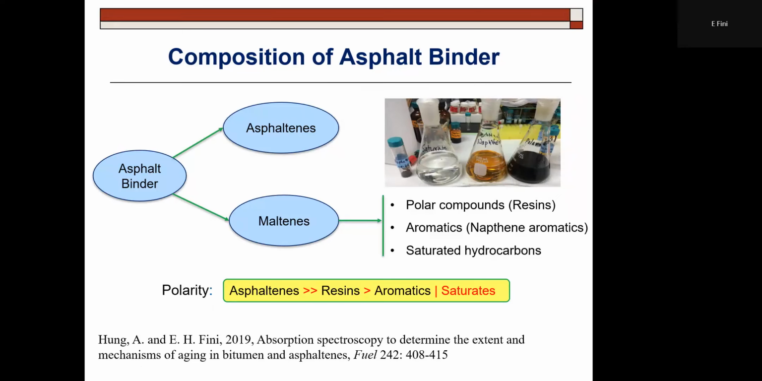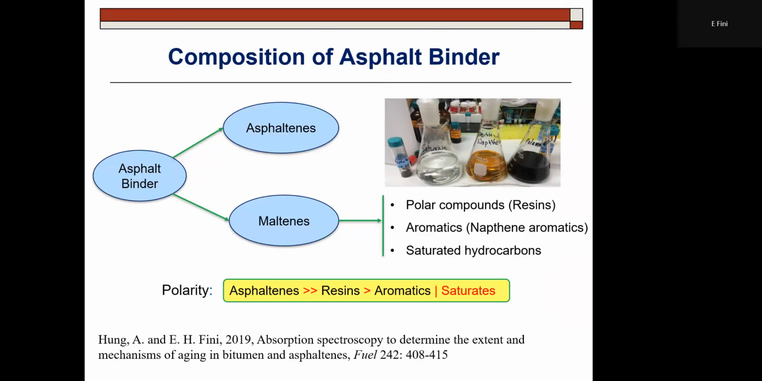So we group them based on their solubility. When you dissolve asphalt binder in different solvents, you can determine their solubility. And in this class of material classification, we use solvents like n-heptane to separate asphaltene from everything else. So literally, things that are not soluble in n-heptane become asphaltene, and things that are soluble become maltene.